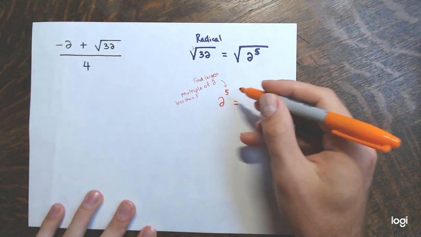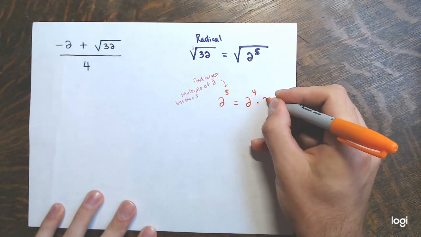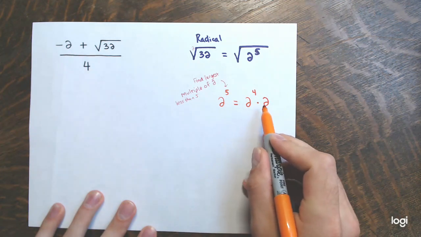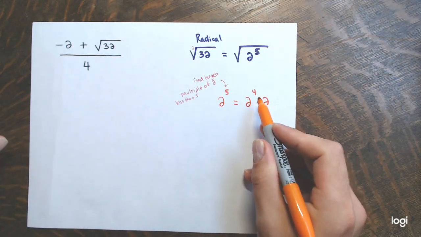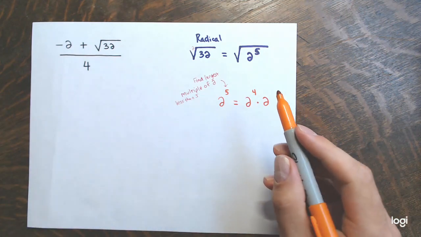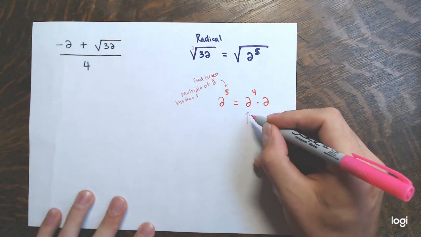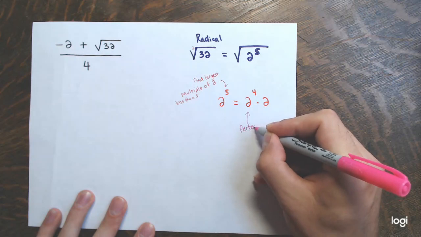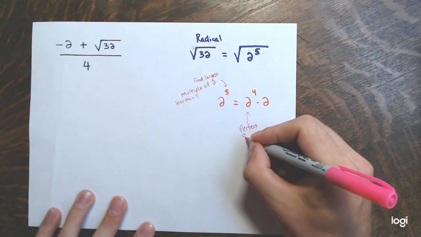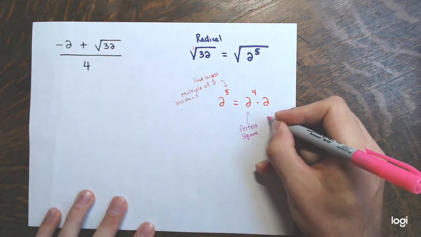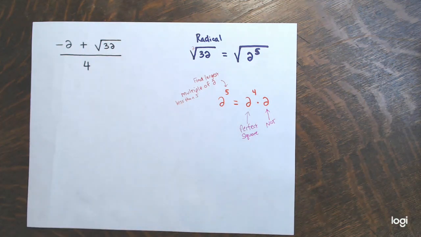So I can break this up into 2 to the 4th power times 2 to the 1st power, right? This would be 2 to the 5th, right? Remember, when you multiply two things with the same base, you would add the exponents. That's 4 plus 1. So I have it broken up now into my perfect square, right? Remember, anything to an even power is a perfect square, a perfect second power. And then not, right? 2 to the 1st would not be a perfect square.